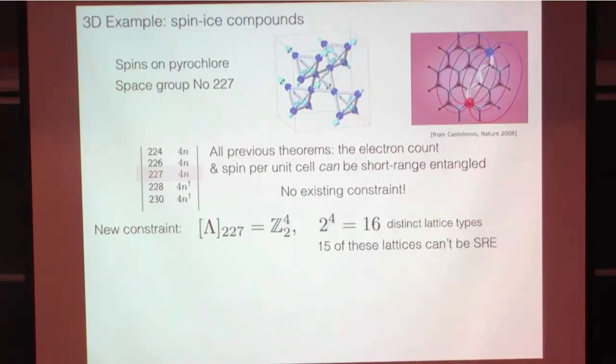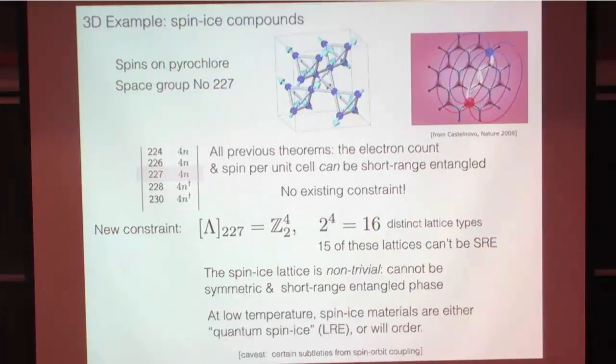So we can calculate this equivalence relation for 227, and we find that there's actually 16 distinct types of lattices that occur for this space group. So our constraint says that 15 of these lattices can't be short-range entangled. And if you look at the pyrochlore lattice, the one that's defined for spin ice, you actually find that it's a non-trivial entry here. So while according to the previous constraint, it could be trivial, using these point group constraints, it actually has to be long-range entangled. So you then know that as you cool this spin ice towards low temperature, it either has to be a long-range entangled phase, in which case we'd call it the quantum spin ice, or it has to order in some fashion.